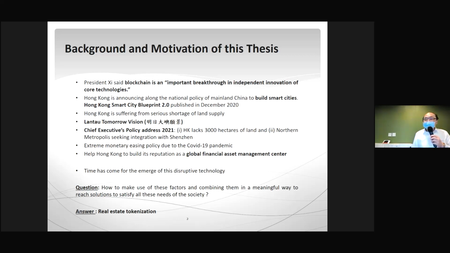And Hong Kong at the same time is suffering from a serious shortage of land. The Chief Executive has announced the Lantau Tomorrow Vision, 明日大嶼願景. And just now, the Chief Executive has announced the Policy Address 2021. Hong Kong is lacking 3,000 hectares of land and is going to implement the Northern Metropolis, seeking integration with Shenzhen. On the other hand, the world is practicing a monetary easing policy due to the COVID-19 pandemic.